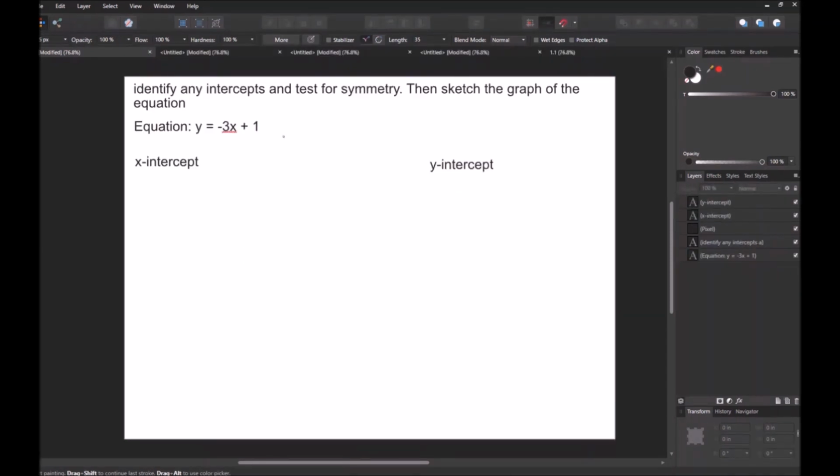Okay, so in this next question we're asked to identify any intercepts and test for symmetry, then sketch the graph of the equation. So this is really a multiple part question here. First we have to identify any intercepts, and then we have to test for symmetry, and then we have to sketch the graph of the equation. So let's break this down into our individual parts and solve it from there. So first let's start with the intercepts.